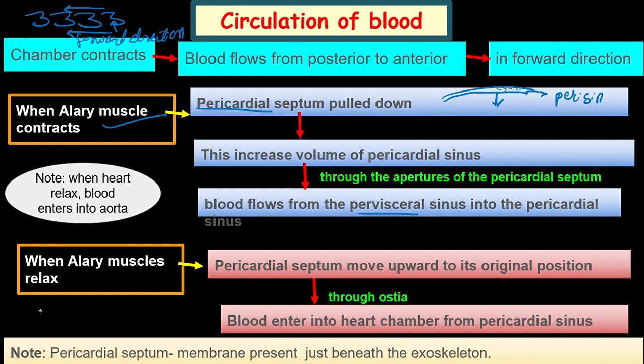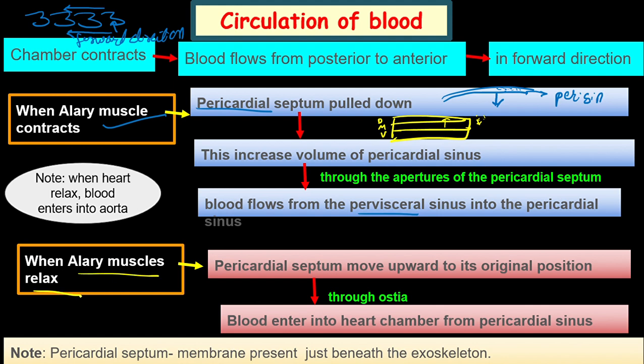Let me repeat it again. Here, 3 sinuses are present: the dorsal sinus, the middle sinus and the ventral sinus. So the pericardial septum will be pulled down, due to which the volume of the pericardial sinus will be increased. So blood flows from the perivisceral sinus, that means the second one, into the pericardial sinus.